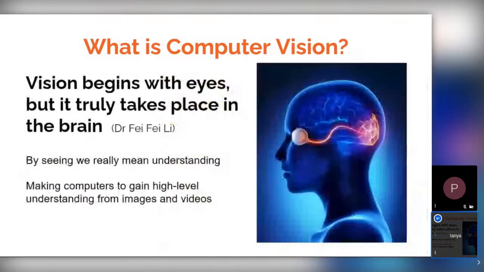Usually, when we talk about vision, we must say that vision begins with eyes, but it truly takes place in the brain, here in the visual cortex. And so by seeing, we really mean understanding, and gaining this high level understanding from images and videos is not that easy, because Mother Nature took 540 million years to make us see. And a lot of this time went into the development of the visual cortex, not actually the eyes themselves.